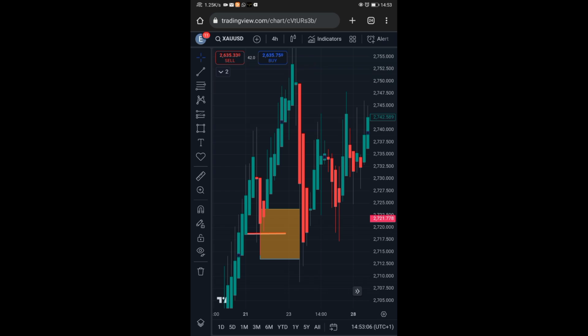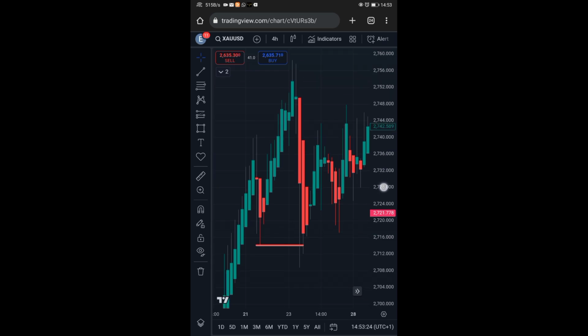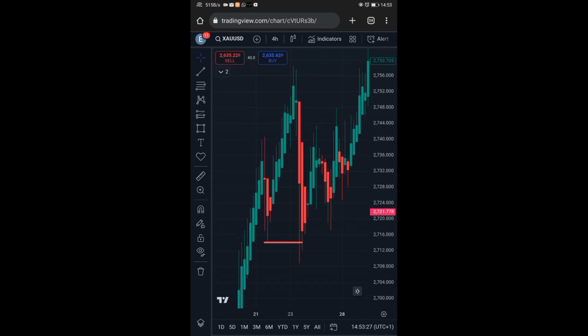So right here on this very zone that I drew, here was the weak low. You can see that the market comes back and grabs this low, but since this market did not close below this very low, we are still going to be buying this market. So let us go to our H1.